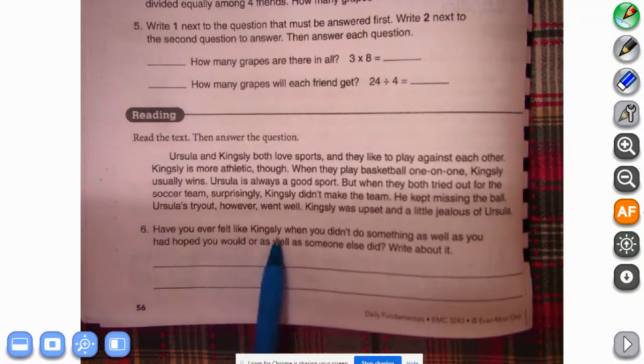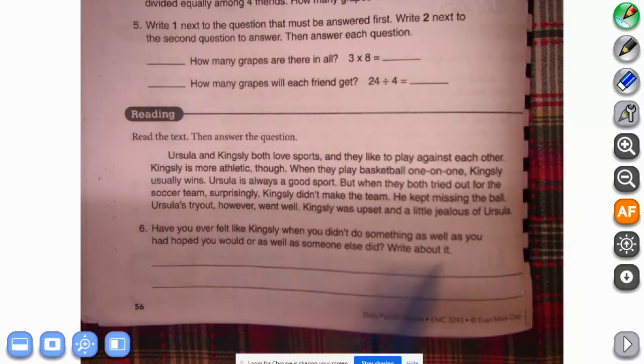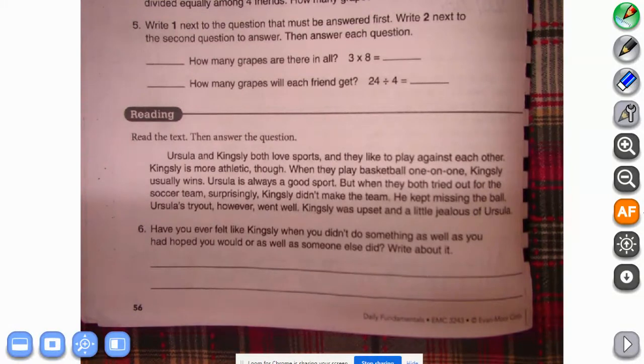Have you ever felt like Kingsley when you didn't do something as well as you had hoped you would, or as well as someone else did? Write about it. Okay. So he didn't do as well as he expected himself to. Have you ever felt like that? Or did you ever feel like that jealous feeling, envious feeling? Write about a time right there.